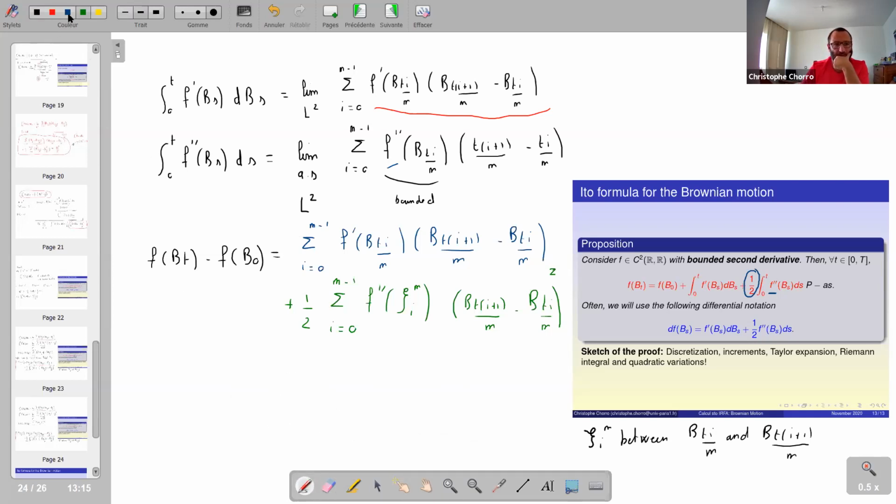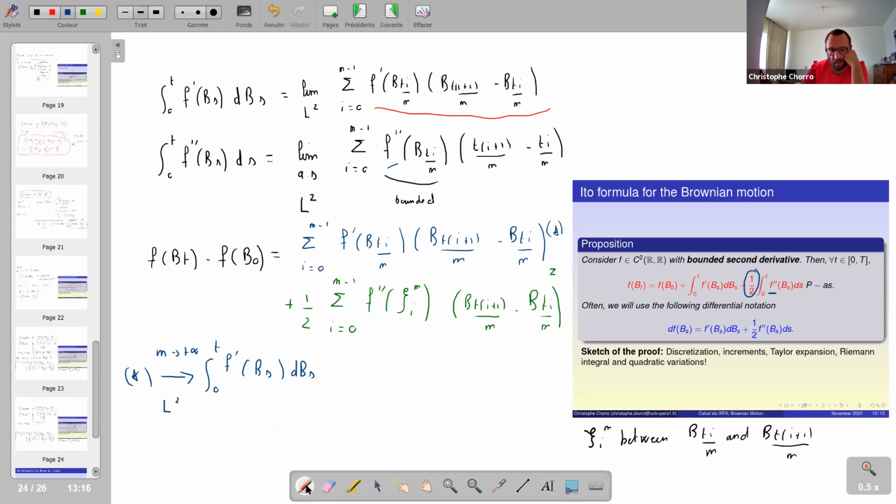The first thing I can remark is that the term in blue, that is this one, converges toward this term in L2 when n goes to plus infinity. So it means that I have the beginning of my Ito formula, because this first sum converges toward the integral I am interested in, by definition of this integral given in the first line here. Okay, so for the second term, I have to work a little.